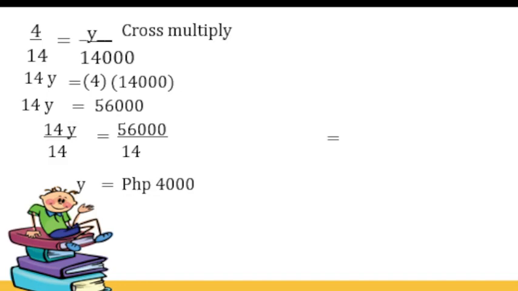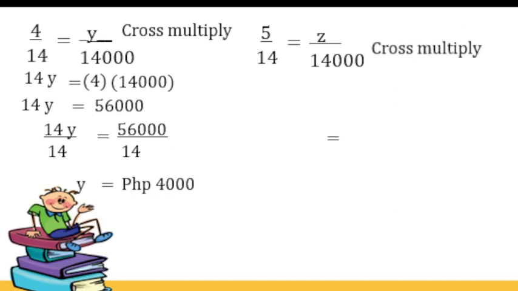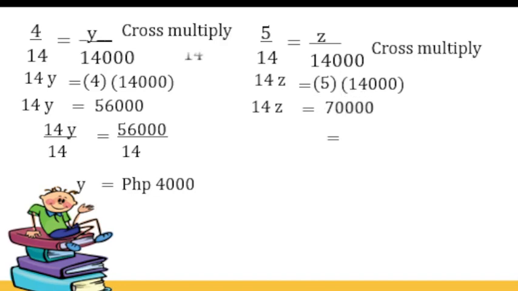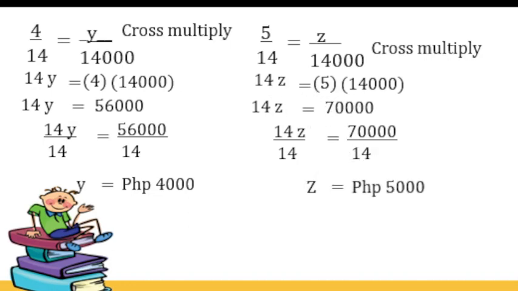And then for the last one, for Senaida, that is 5 over 14 as Z over 14,000, then cross multiply. So that becomes 14Z is equal to 5 times 14,000, and 5 times 14 is 70,000, and then divide 70,000 by 14, cancel 14 and 14, so therefore Z is equal to 5,000.